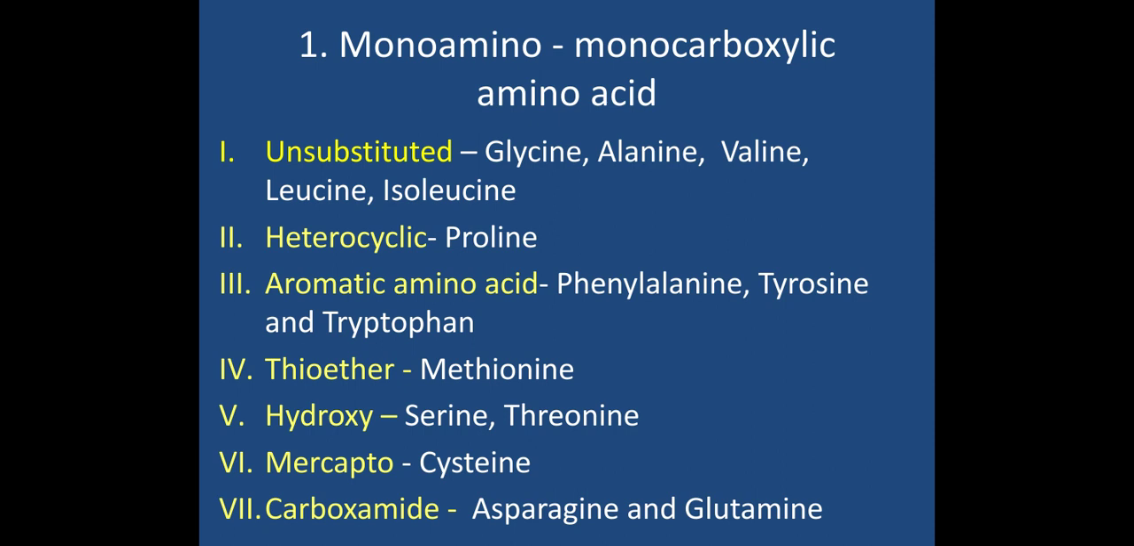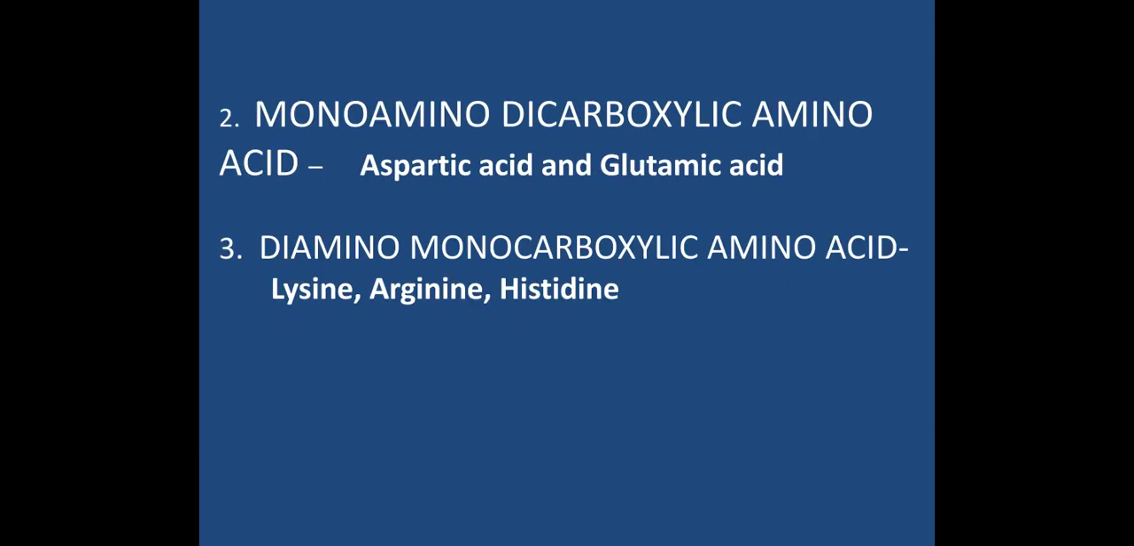Thioether, which possesses a thioether linkage: amino acid methionine. Hydroxyl amino acids: serine and threonine. Mercapto group, the SH group, containing amino acid is cysteine, and the amino acids which possess the amide group are asparagine and glutamine. Second, monoamino dicarboxylic amino acids. The amino acids which contain two carboxyl groups and one amino group are aspartic acid and glutamic acid.